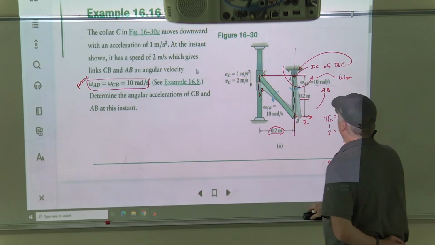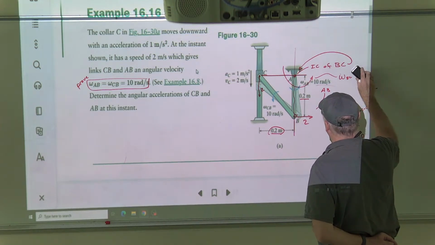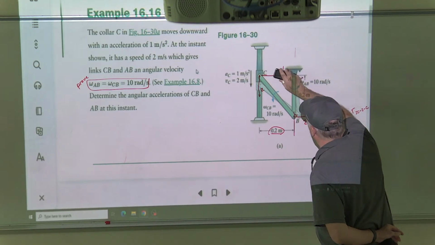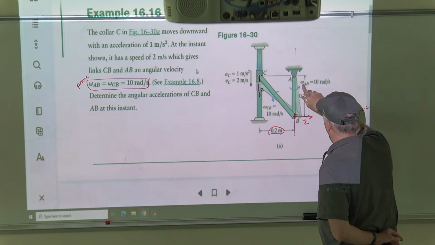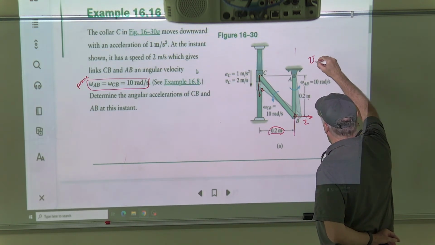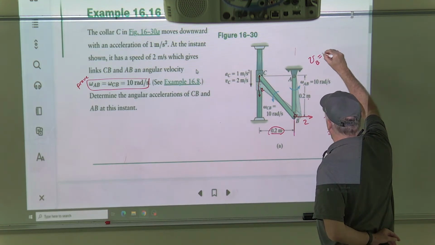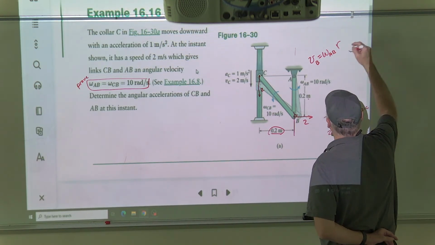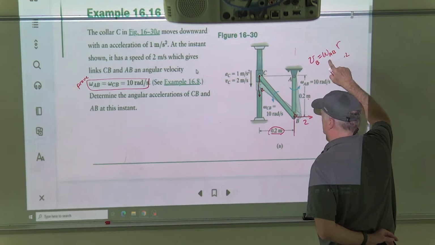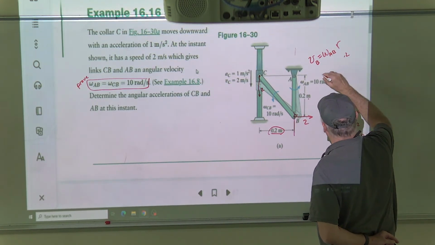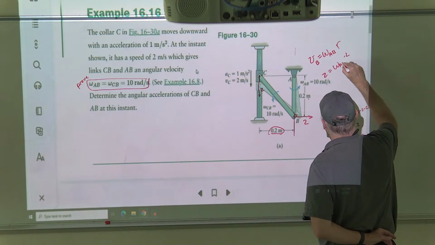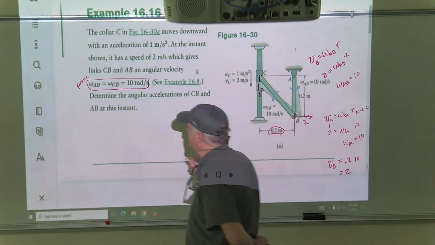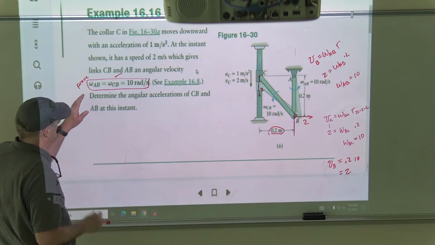And now, only at this point can I say, okay, I'm no longer going to concern myself with link BC. I'm only going to say to myself, I'm looking at AB. And so the velocity of point B as it exists on omega AB, and then the R from here to here, well, it's still 0.2. This, I don't know, but B is 2. And so omega AB equals 10 as well. So we've picked that, and we've proven that it's the case.